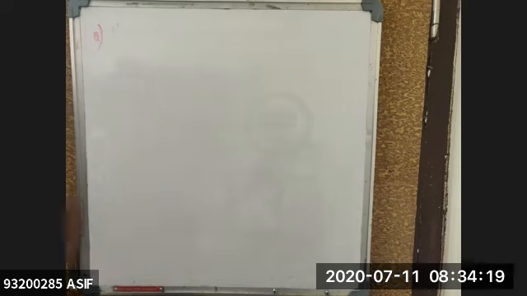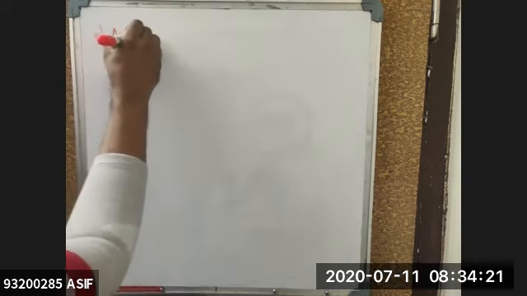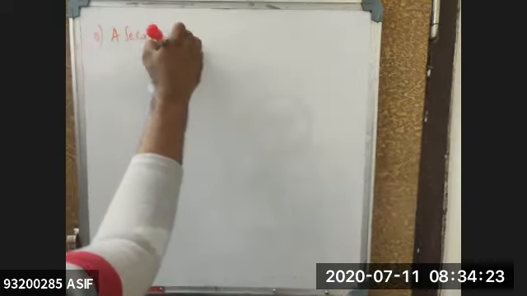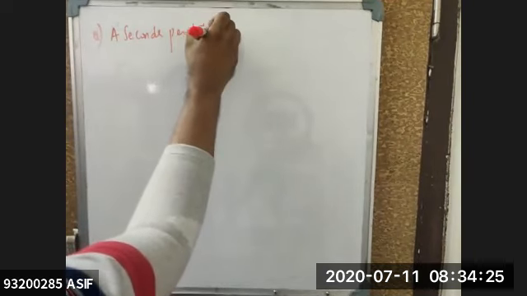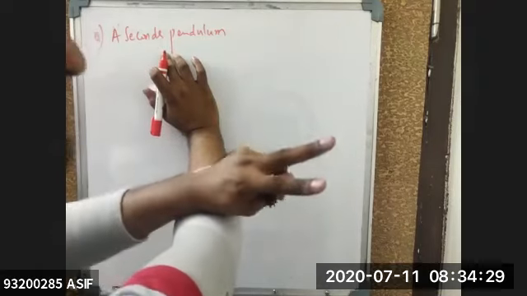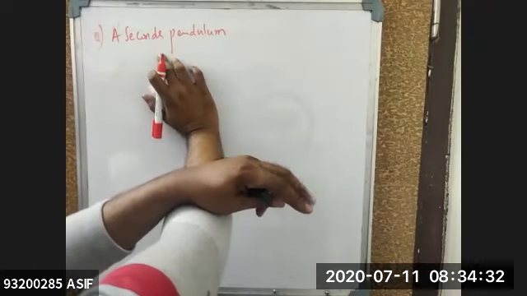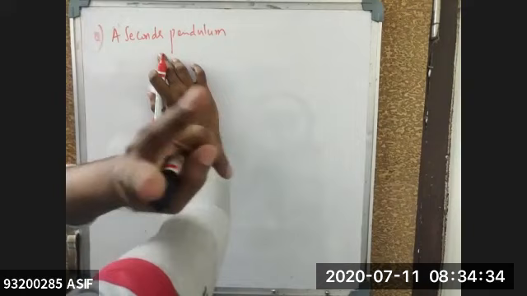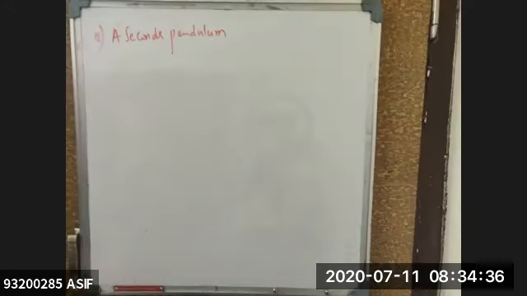A seconds pendulum. Seconds pendulum means the pendulum whose time period is equal to 2 seconds. Beta, what do you mean by seconds pendulum? A pendulum whose time period is equal to 2 seconds is called a seconds pendulum.